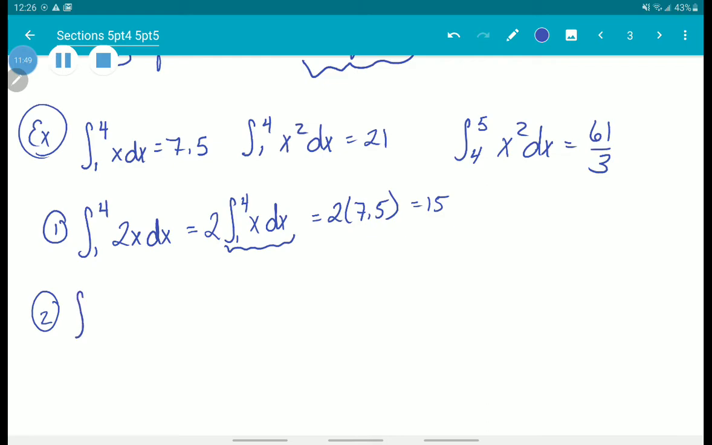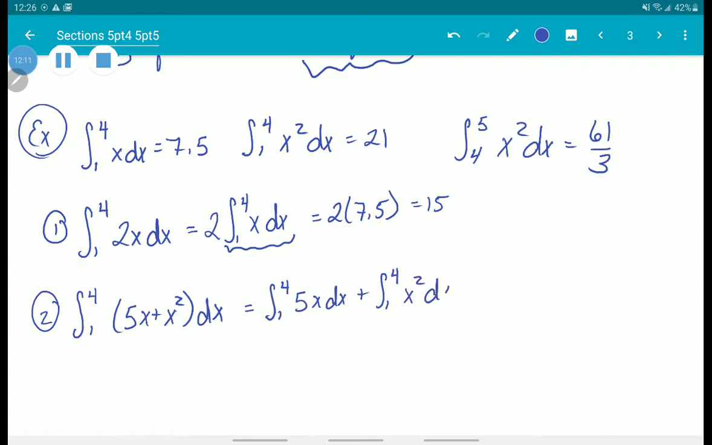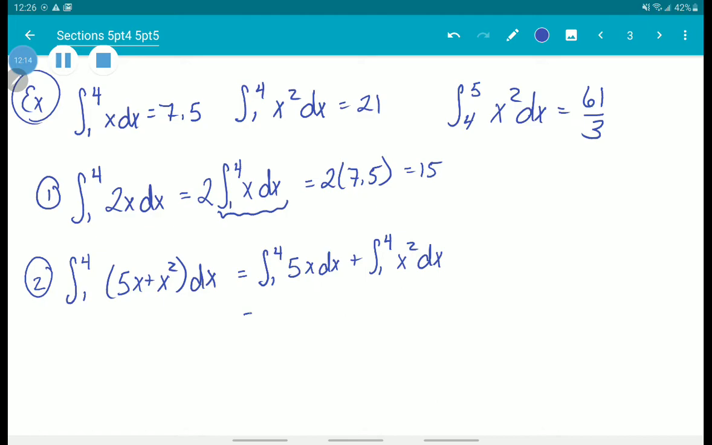Now suppose I want to know something a little bit more interesting. What if I want to know the integral from 1 to 4 of 5x plus x squared dx? Well, I can use those properties. I could rewrite this as 5x dx plus x squared dx. And that is the same thing as 5 times the integral of 1 to 4 of x dx plus the integral of 1 to 4 of x squared dx.